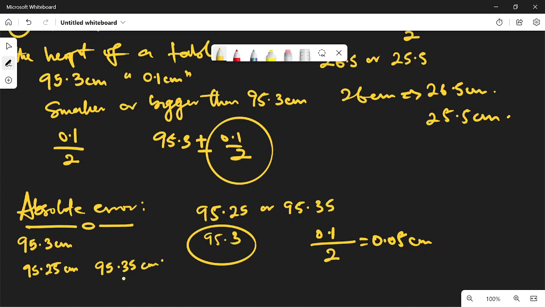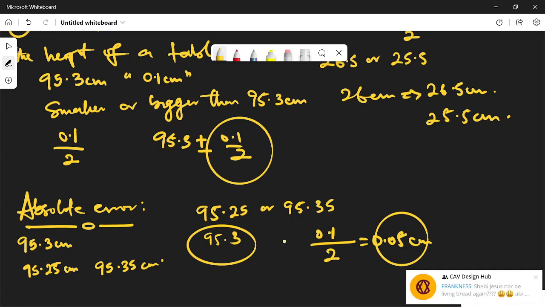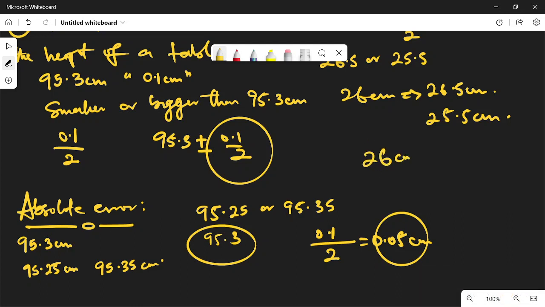Am I making sense now? So if you look at this now, you are adding 0.05 to the actual value, or subtracting 0.05 from it, just because it's in one decimal place. But if it is in whole number, that is 26 centimeter, you can either have it to be 25.5 centimeter, or you have it to be 26.5 centimeter. Because it is a whole number, it's going to be 1. It's not going to be 0.1. It will just be 1. Am I making sense now?